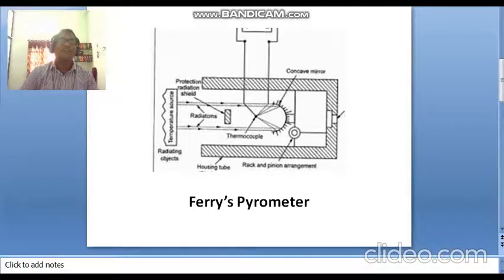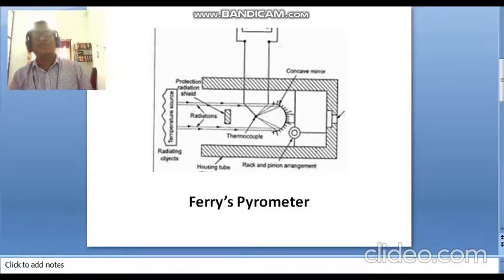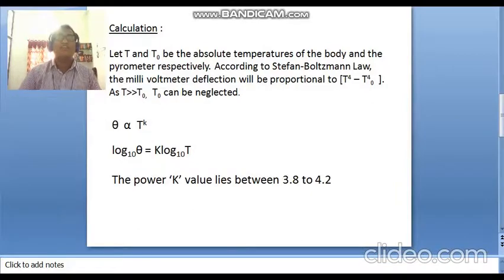The deflection of this millivoltmeter is directly proportional to the fourth power of the temperature according to Stefan's formula. By calculating the deflection, we measure the temperature of the thermal radiation of the black body. Then Stefan's formula is applied and the calculation takes place. From that we calculate the temperature of a given hot body. Here I am giving the calculation part.